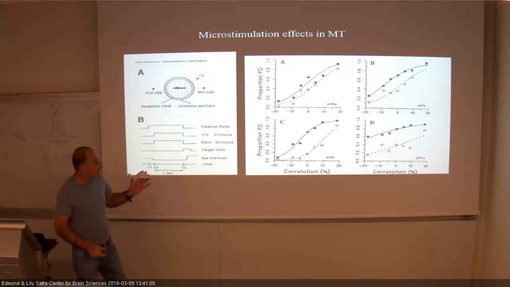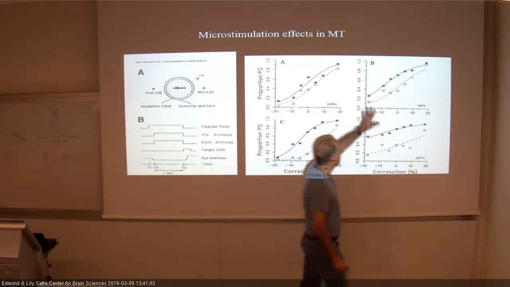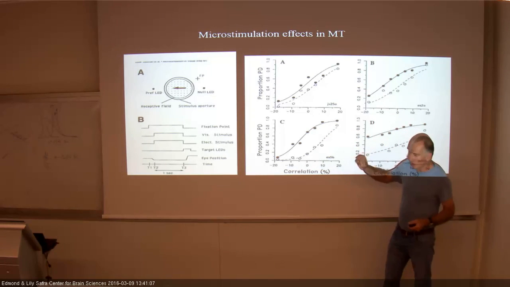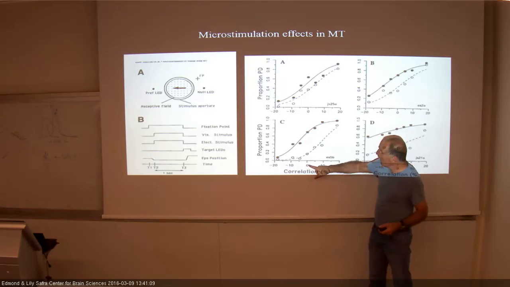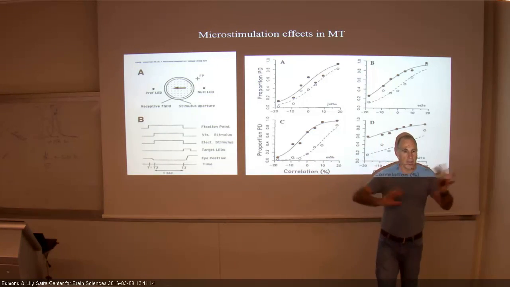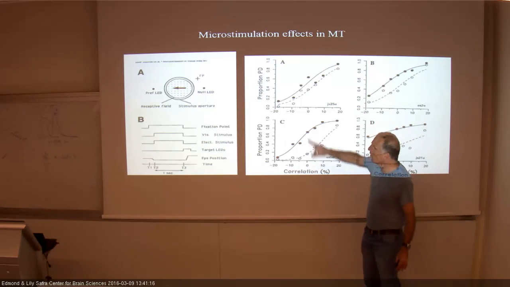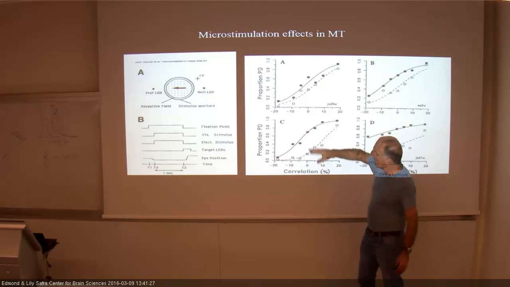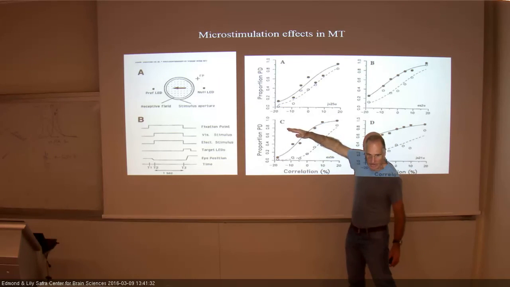Now let's think about the extreme cases. Here's one example, among four different experiments. Let's just focus on one, it's the same thing. Two things to notice. If you were presenting a stimulus at zero correlation, random motion totally, and you're electrically stimulating the cells through the microelectrode, you're getting a major effect, right? So the choices are whoppingly increased towards the preferred direction.